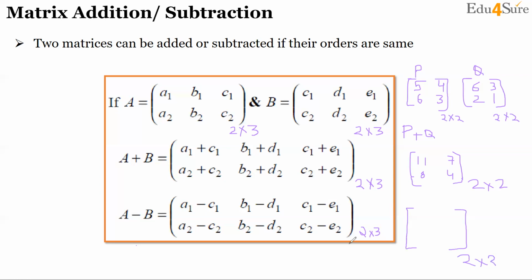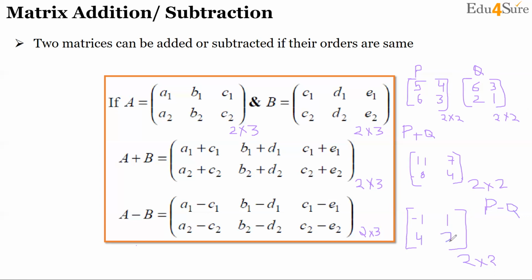So as I said, element wise we're going to do the subtraction. When we want to do P minus Q, we're going to subtract the Q elements from P, right? So how will we get the output? 5 minus 6, we will get minus 1. 4 minus 3, we will get 1. 6 minus 2, we will get 4. And 3 minus 1 will give 2.